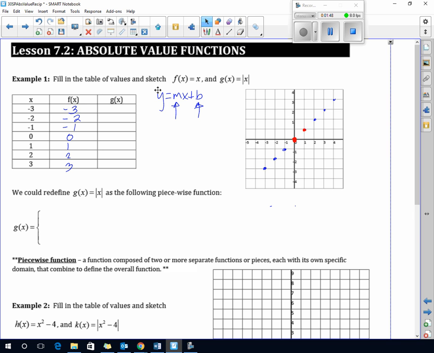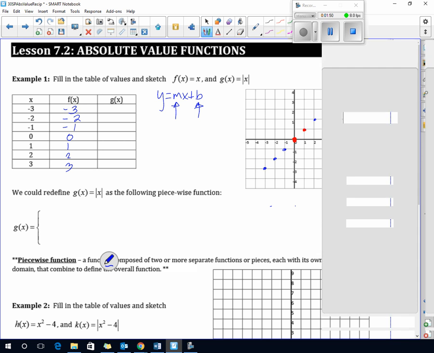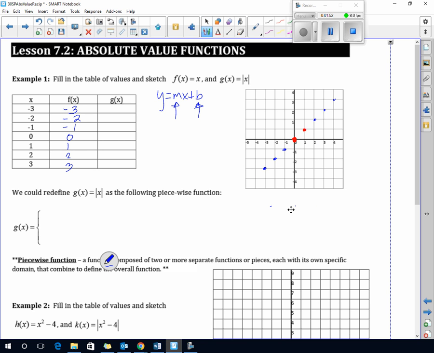Now we're going to do g of x. It says g of x is the absolute value of the input. So if the input x is negative 3 and it goes into the g machine, what comes out? 3. Negative 2 goes into the g machine, what comes out? 2. Negative 1 goes in, 1. 0 goes in, 0. 1 goes in, 1. 2, 3. Let's plot this. I'm going to plot it in a different color.